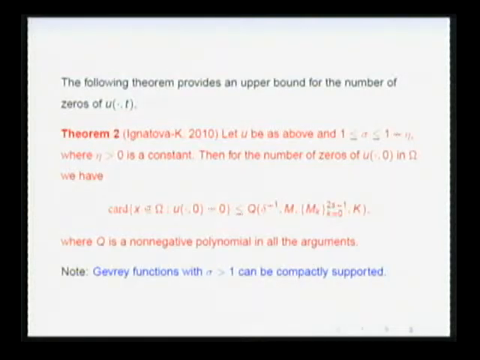So it's impossible to get something like this for Gevrey functions, again, because Gevrey functions can be compactly supported. Like e to the minus 1 over t squared is a prototype. Like a Gaussian in the time variable is Gevrey 2. Okay.